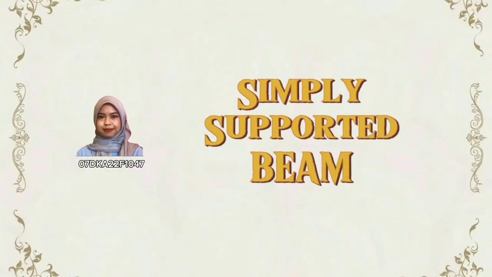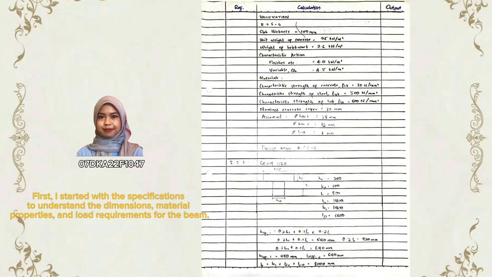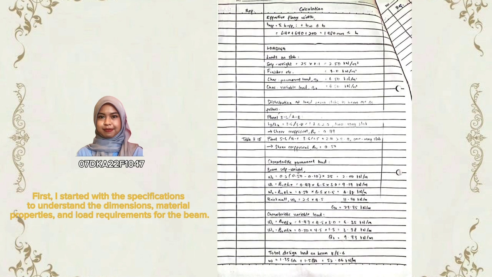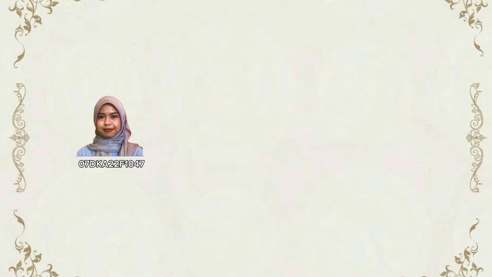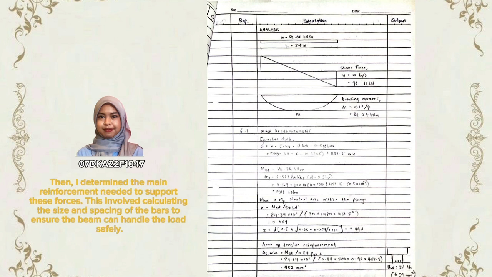Hello everyone, today I will walk you through the process I used to analyze the beam. First, for the simply supported beam, I started with the specification to understand the dimensions, material properties and load requirements for the beam. Next, I moved on to the analysis, where I calculated the forces acting on the beam, including bending moments and shear forces. Then, I determined the main reinforcement needed to support these forces.